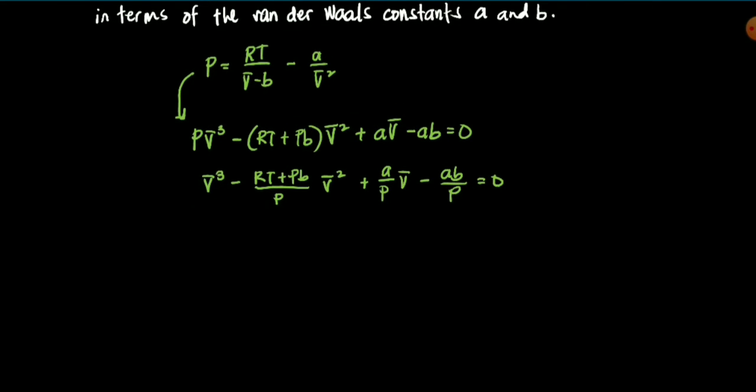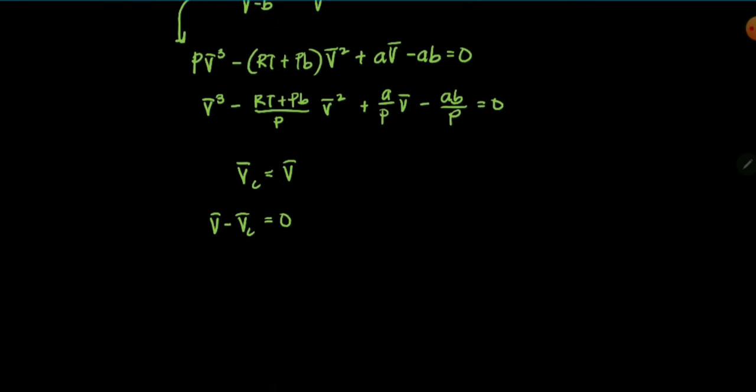So, let's go to the critical molar volume. At the critical point, the critical molar volume is equal to the molar volume of your gas. Okay? So, V minus VC is equal to 0. This is a simple relationship. We can cube it. This difference gives V cubed minus 3V squared VC plus 3V VC squared minus VC cubed is equal to 0.